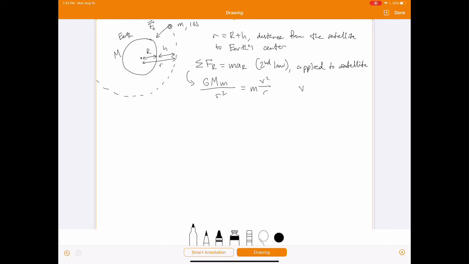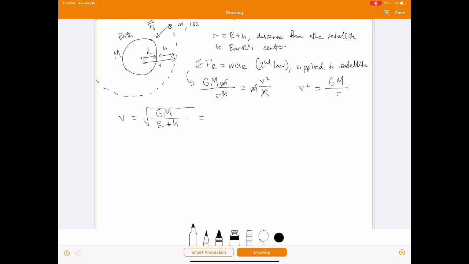So let's say we want to solve for v. If we want to solve for v, the first thing we would do is cancel out the little m terms, cancel out one factor of r, and we're left with v squared is equal to G times big M divided by little r. So if we square root both sides, we have v is equal to the square root of G big M divided by little r, but we can sub that in with big R plus h from before.